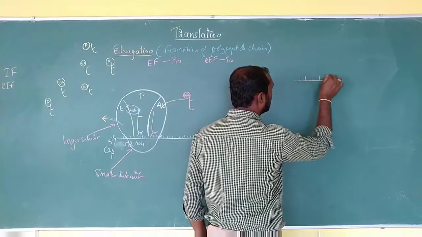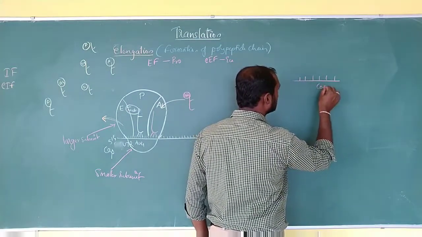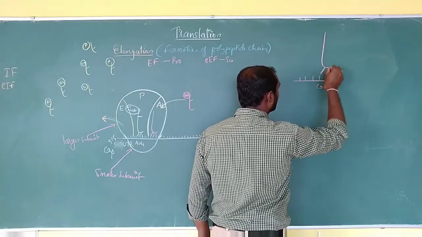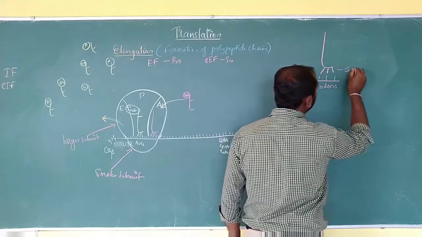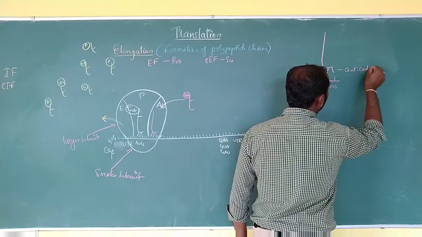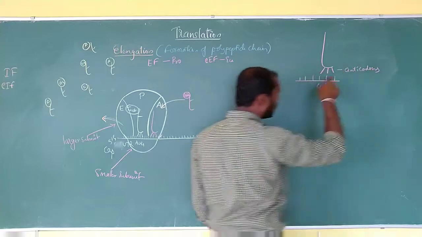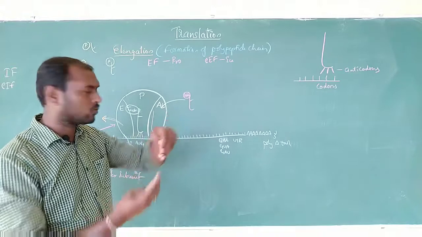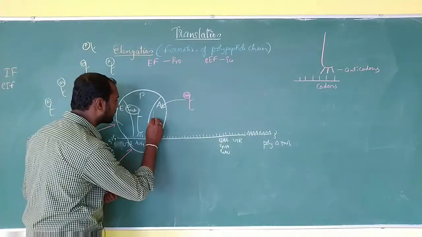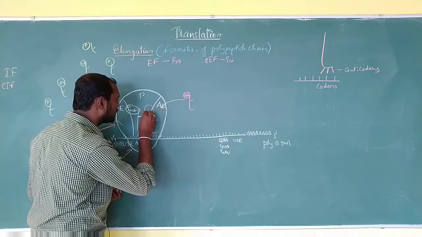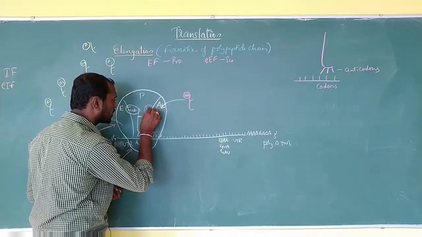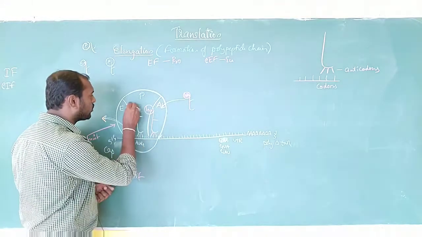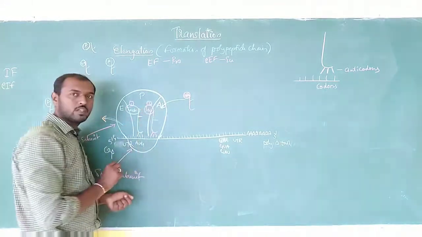Here in case of mRNA we have codons, and in case of tRNA we are going to get anticodons. Since codon and anticodon are antiparallel and complementary, they are going to form a bond here, and here we are going to get the amino acid, that is leucine. So this is the first one, this is the second amino acid.